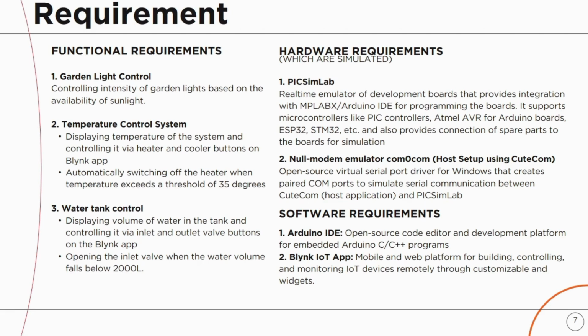The third requirement was water tank control, where the volume of the water in the tank is displayed on the LCD display as well as on the Blynk app. The volume of water is controlled by the inlet and outlet valve buttons on the Blynk app, and whenever the volume of water falls below 200 liters, the inlet valve is opened automatically.